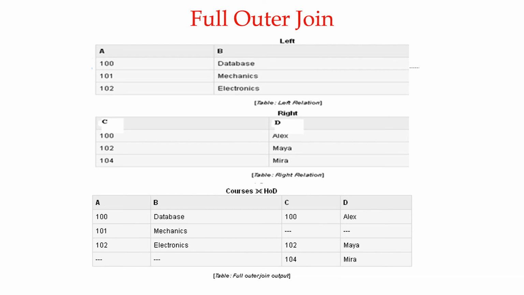Next is the full outer join. In full outer join, all the entries of both left and as well as the right table will be included. See 100, 101, 102 and similarly 100, 102 and 104, all the entries of both the tables are here. So this is how full outer join works.